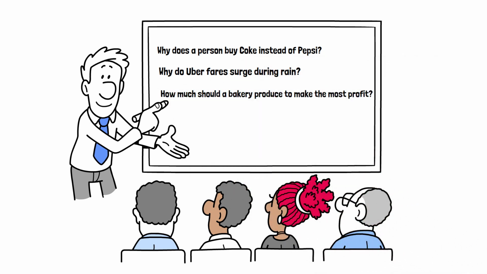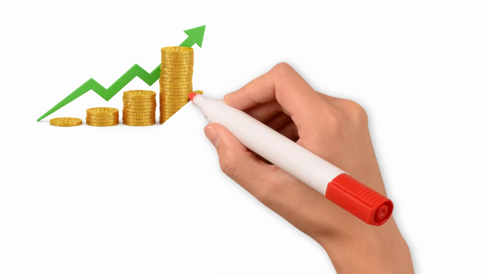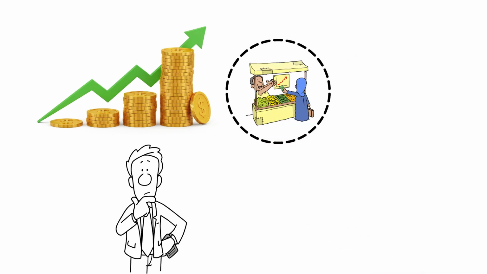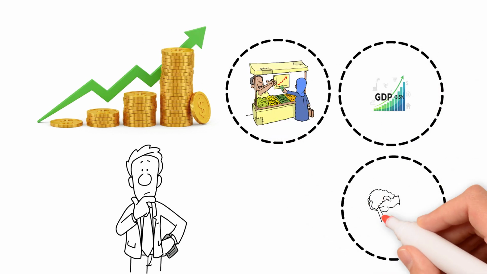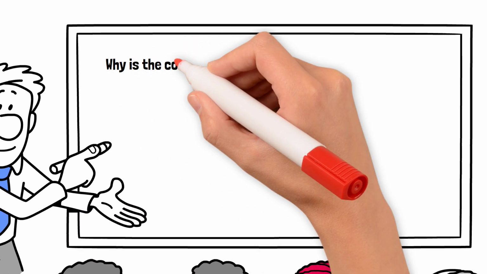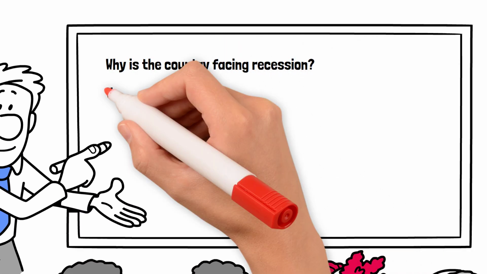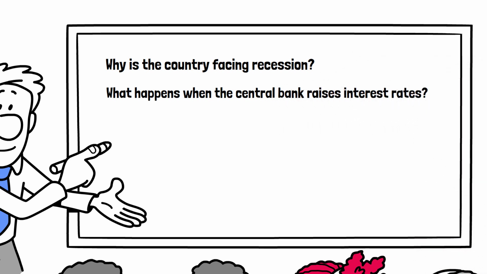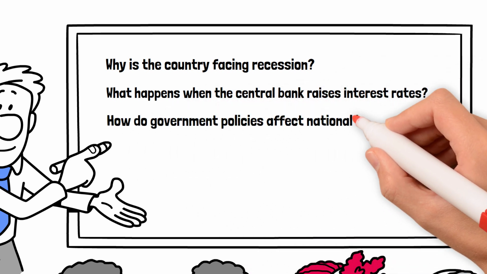Macroeconomics, on the other hand, looks at the economy as a whole. Think zooming out. It studies broad aggregates like inflation, GDP, unemployment, and economic growth. It answers questions like, why is the country facing recession? What happens when the central bank raises interest rates? How do government policies affect national income?